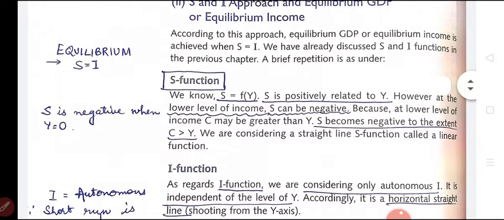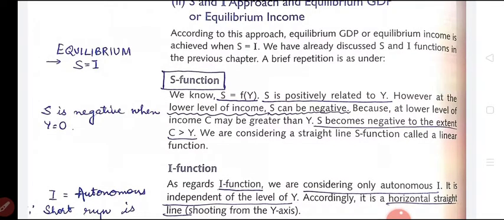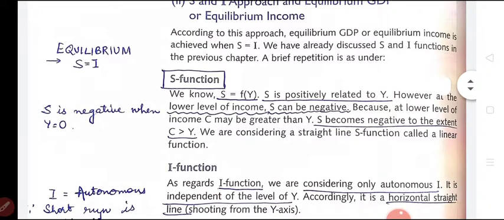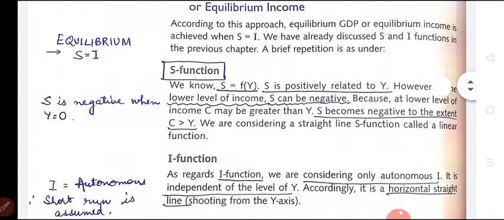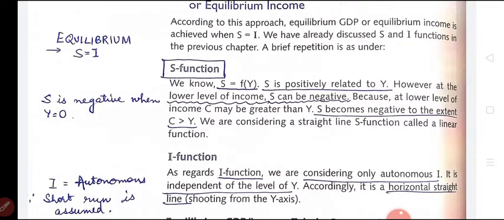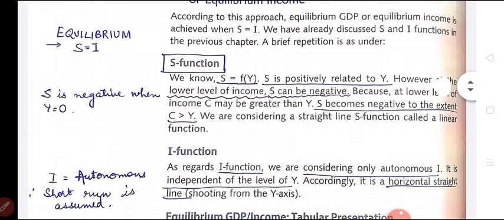Let's first learn about saving function and then we learn about investment function. That is, first we learn about S and then the component of I. S is a function of Y. This means saving is positively related to income. The more the income, the more the saving. The less the income, the less the saving. And saving can be negative also.